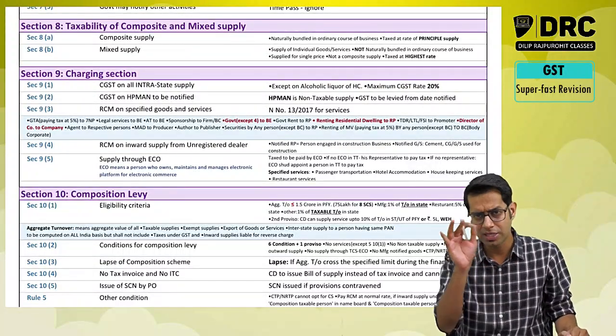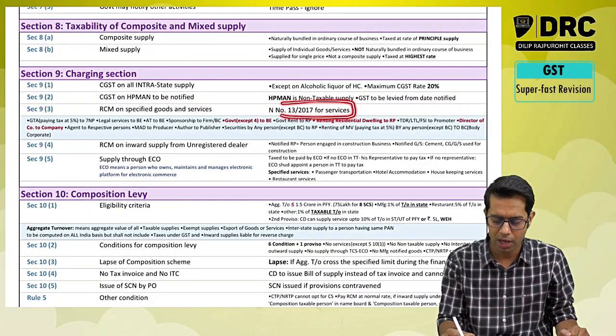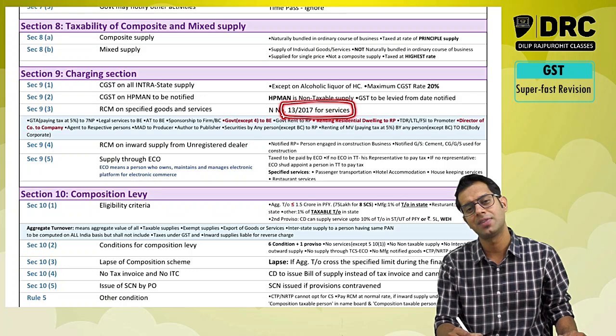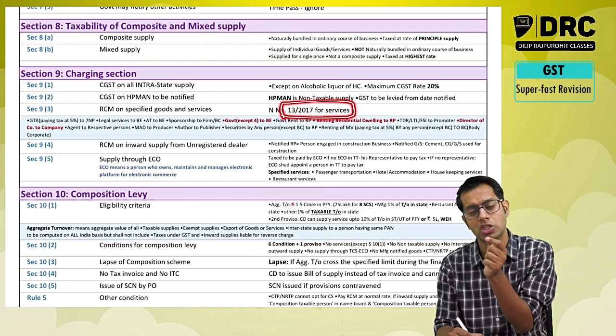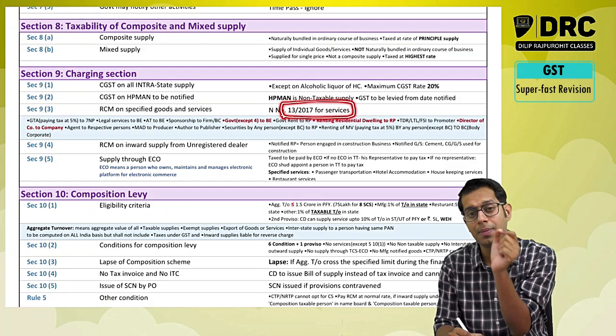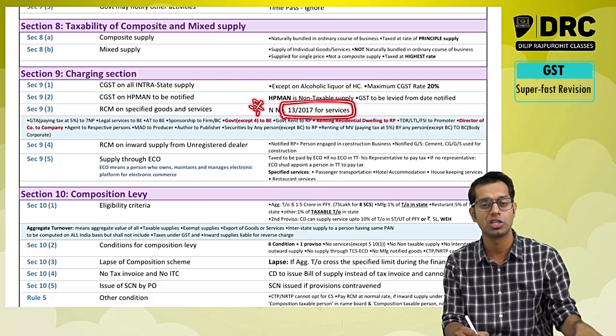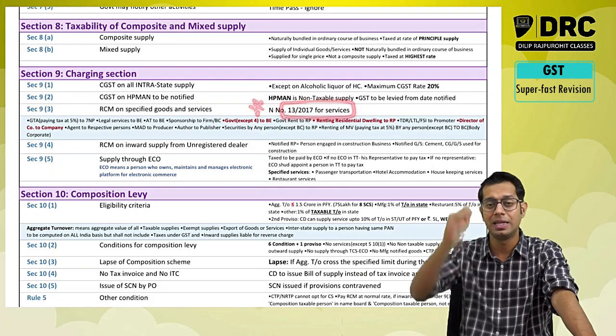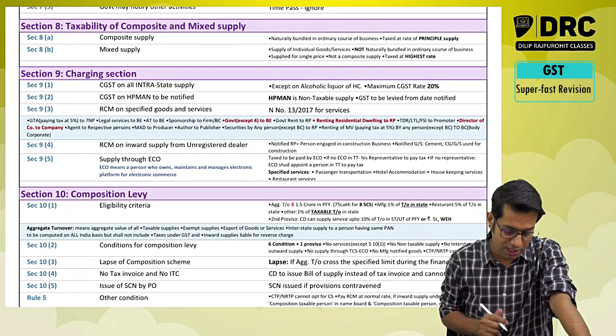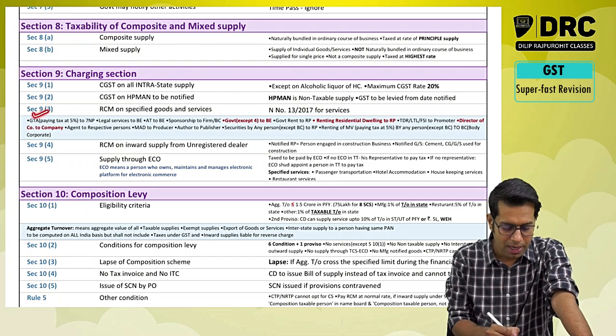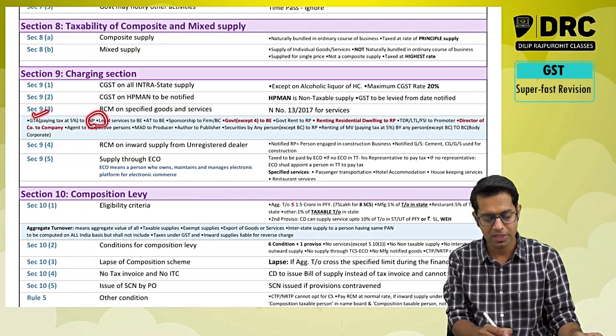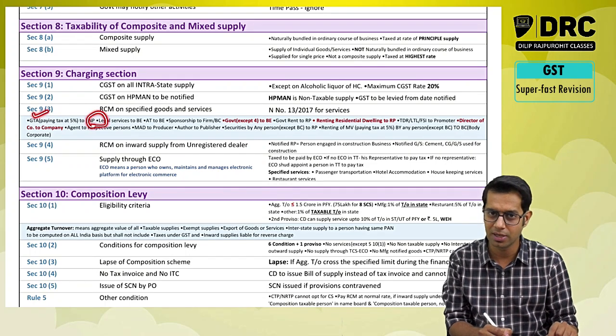Goods are not important. Services taxable under reverse charge are very important, and these services are notified through a notification called notification number 13/2017. Please remember this notification number 13/2017. It gives a list of services taxable under reverse charge. Which are the services taxable under reverse charge, sir? Services given by a GTA to 7 notified persons. The 7 notified persons have to pay the tax under reverse charge.